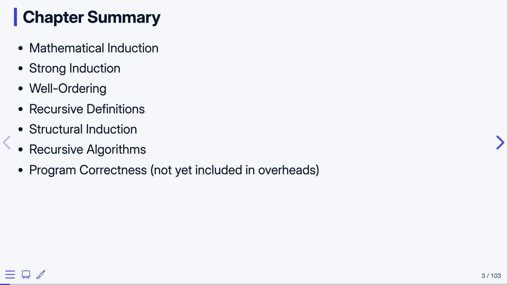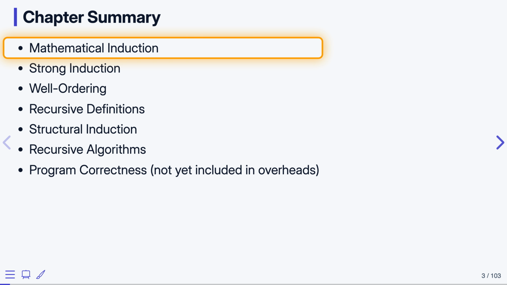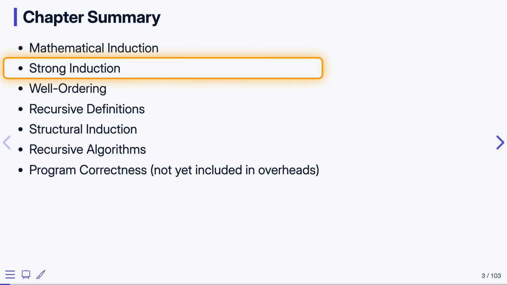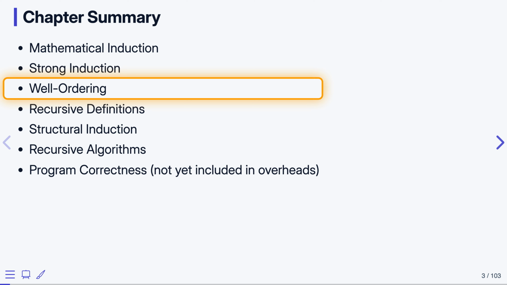This is the plan for the whole chapter, 7 topics in this order. First, mathematical induction. This is our main proof tool. Then strong induction. It gives you more to work with. Then the well-ordering property. Any set of whole numbers that is not empty has a smallest member.